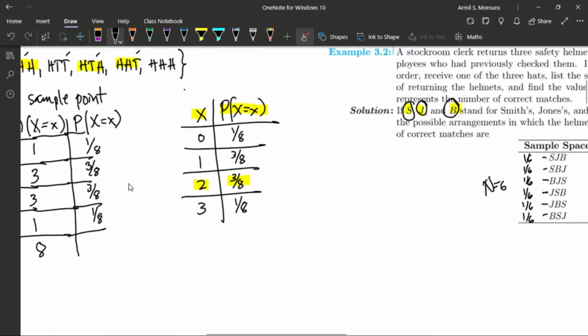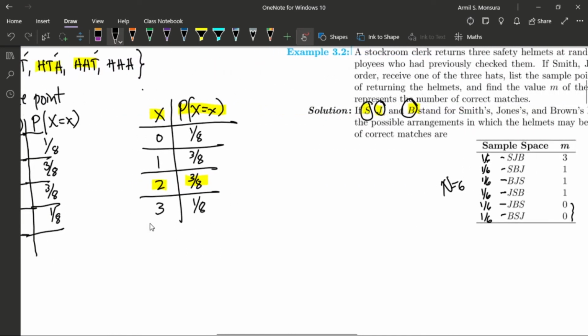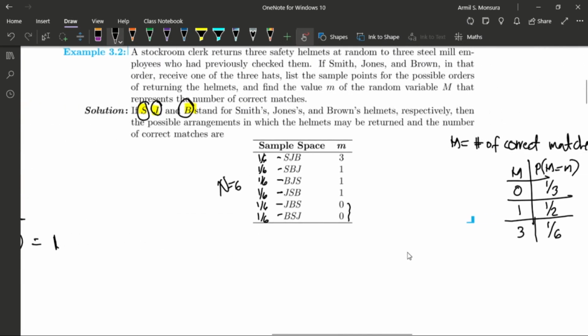Take note that when we add the probabilities in your probability distribution, say for example, this is 1/8 plus 3/8 plus 3/8 plus 1/8, the summation of the probability that your x assumes a certain value, for i equals 0 to 3, should equal 1 when we add this.